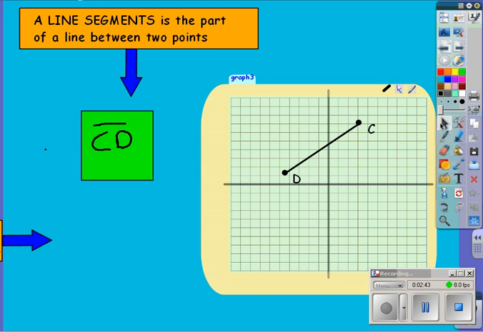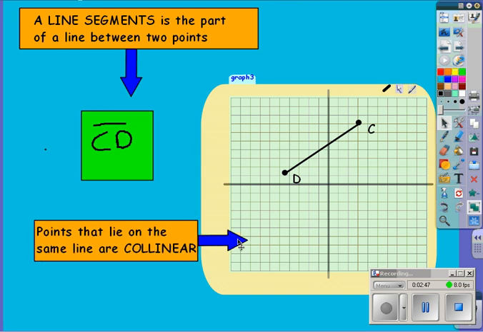When we start looking at lots of different points on the same line, we get what are called collinear points. Points that lie on the same line are collinear. So on this line segment CD, I can put lots of points. And I can name them, point A, point Z, and point Q. Doesn't really matter. All right? But those points are all collinear because they're all on the same line.